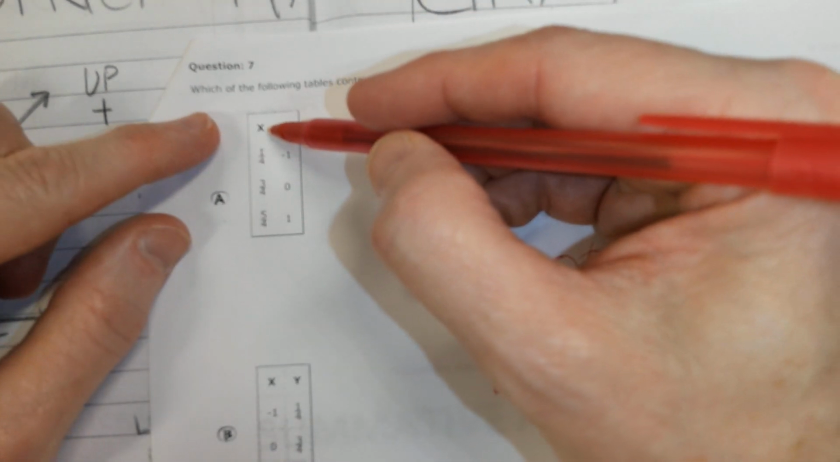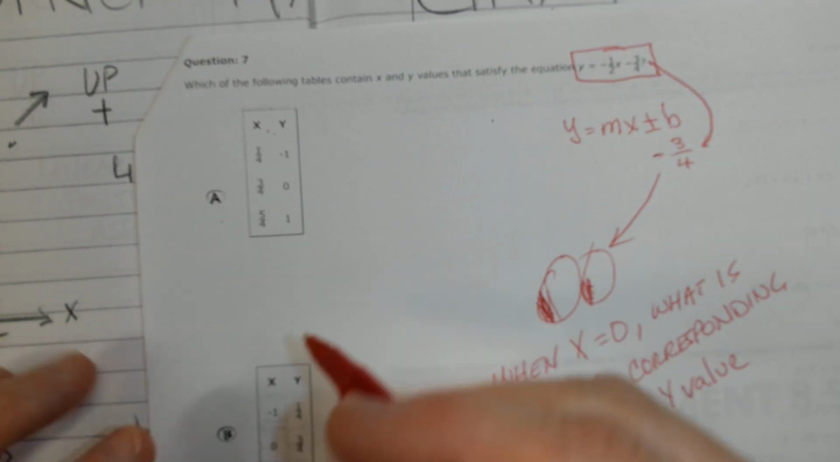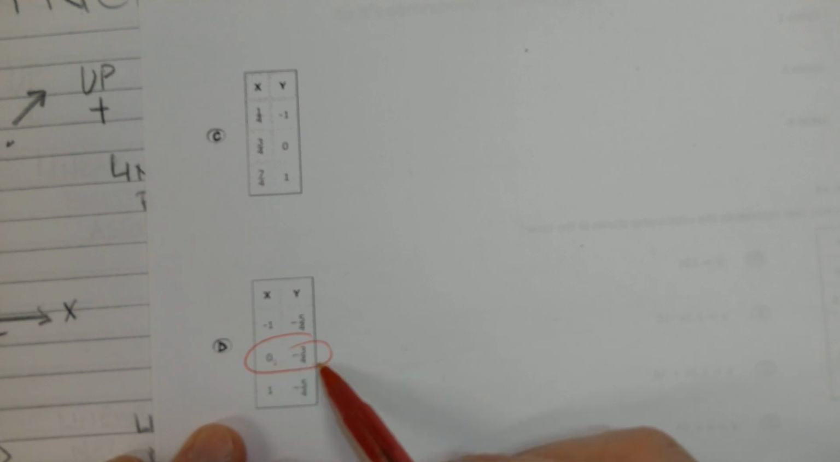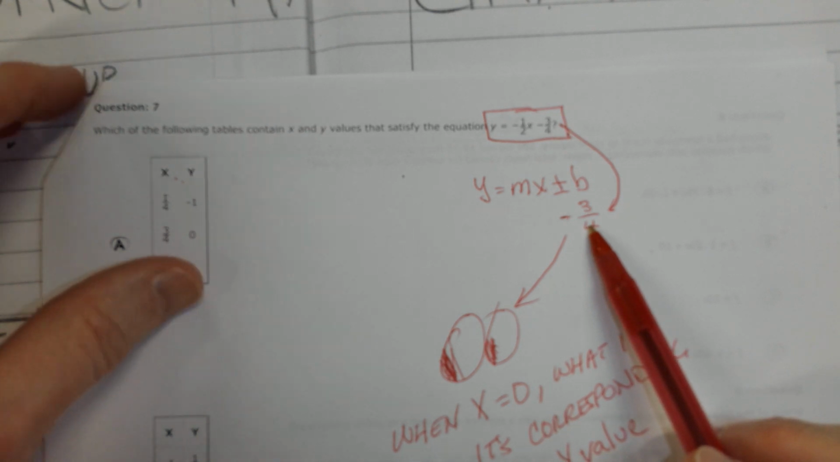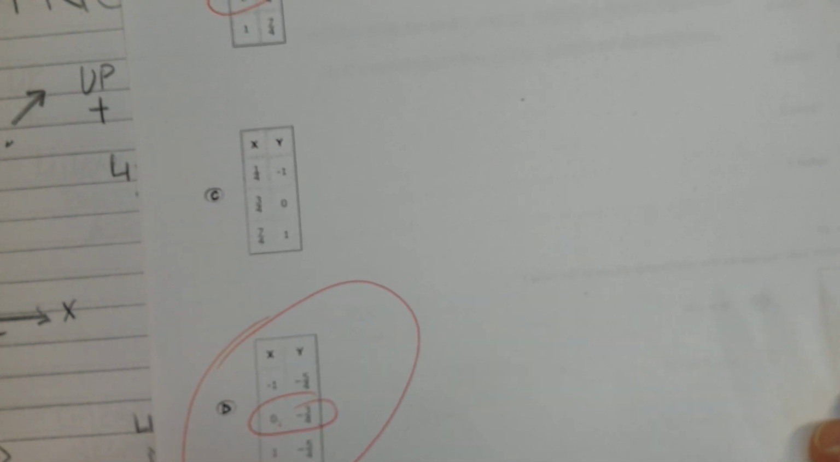If I go to look at number 1, do I have an x equals 0 anywhere? How about number 2? I'm going to circle that. How about number 3? How about number 4? Circle that. Look at here. When x equals 0, what is y? Oh, I'm not showing it. When x equals 0, what is y? What are we looking for? It cannot be any easier. Okay.